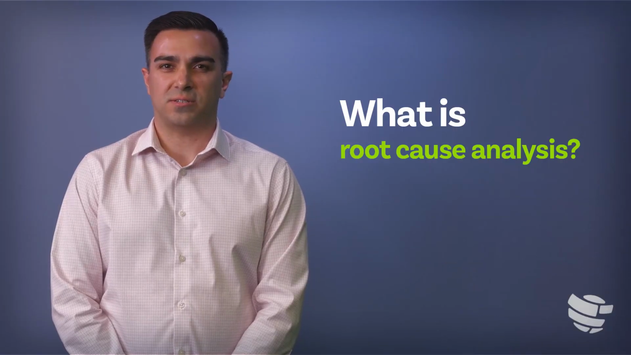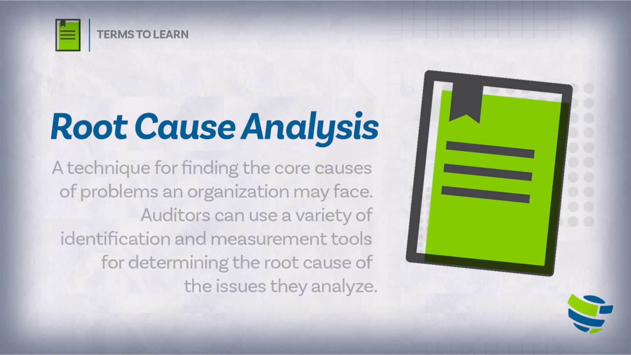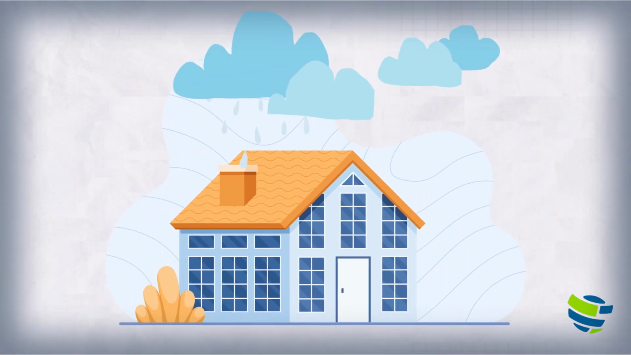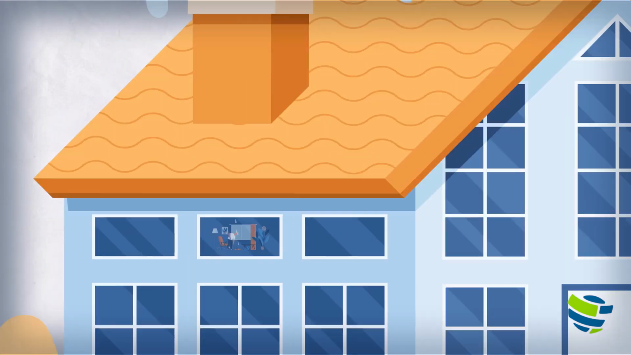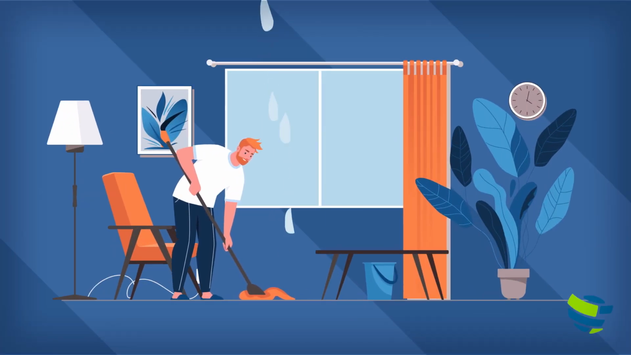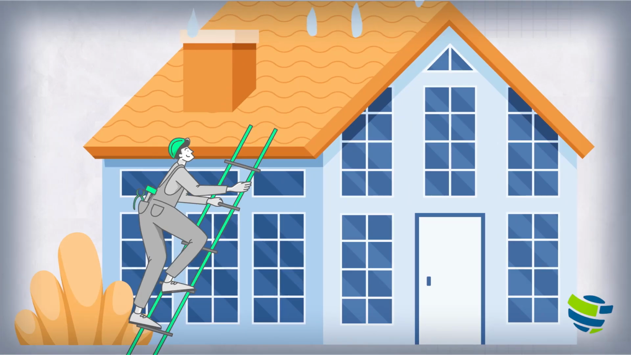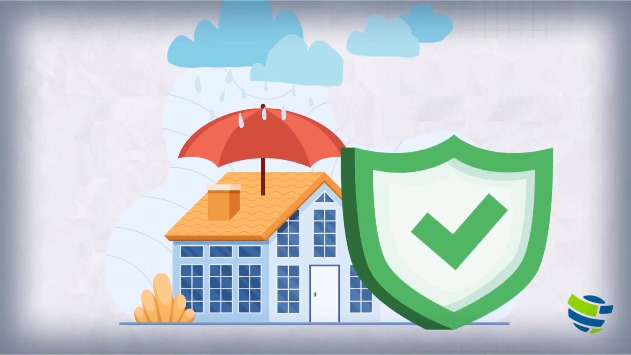So let's get started. What is root cause analysis? The IIA defines it as a technique for finding the core causes of problems an organization may face. Auditors can use a variety of identification and measurement tools for determining the root cause of the issues they analyze. Think of RCA like fixing a leaky roof. You can keep mopping up puddles on the floor, which addresses the symptoms, or you can climb up and patch the hole in the roof, which addresses the root cause.